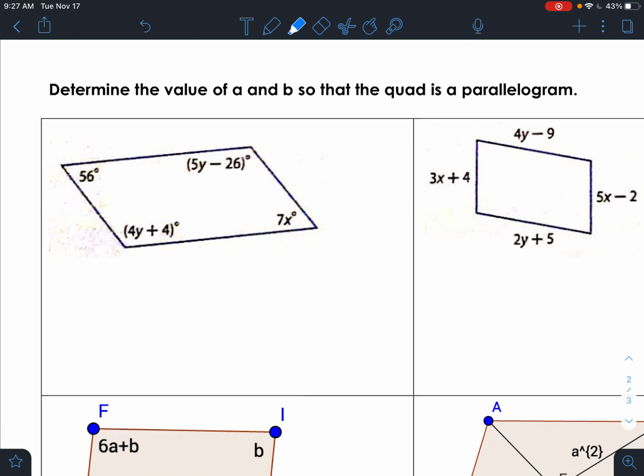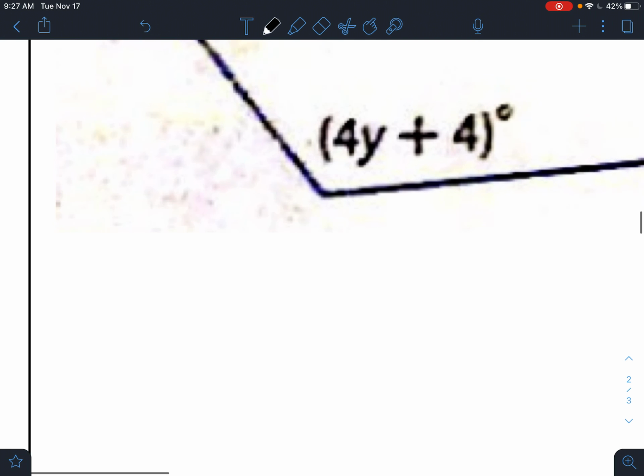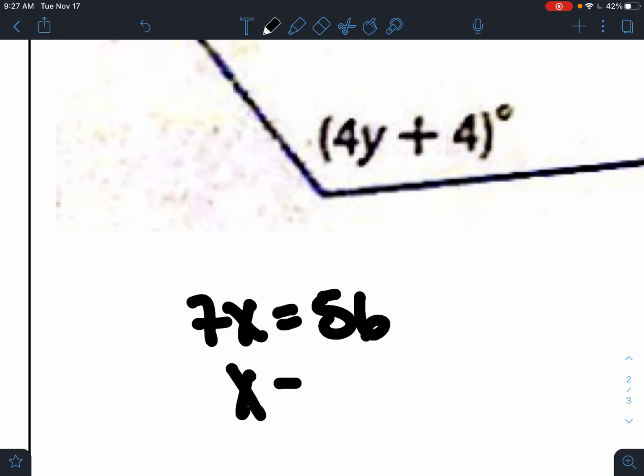Okay, so if we look at this first one, I'm going to look at my 7X and my 56. And I'm saying if I want this to be a parallelogram, then what do I need to do with those angles? Well, I need to make them congruent. So I'm going to set 7x equal to 56, which means that x is equal to 8.